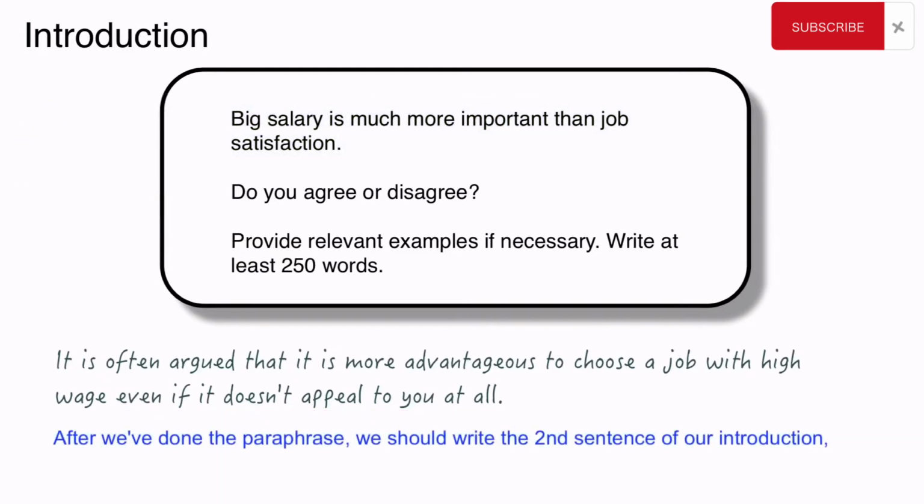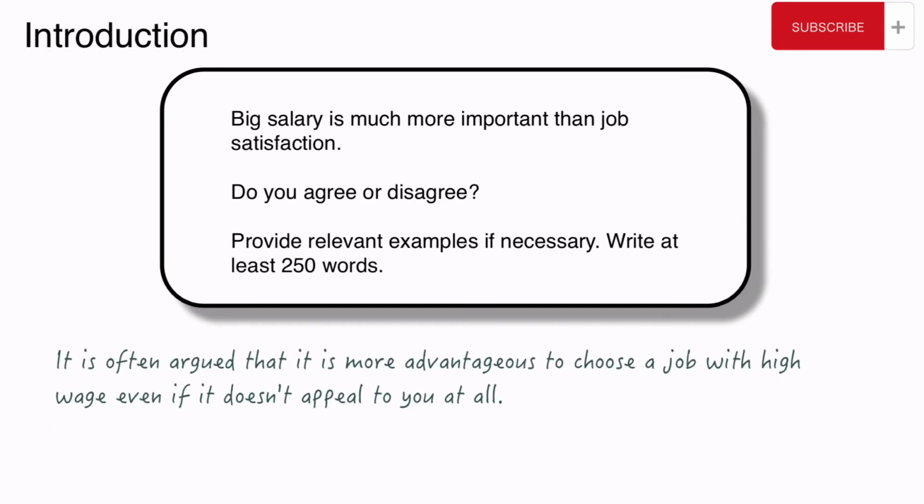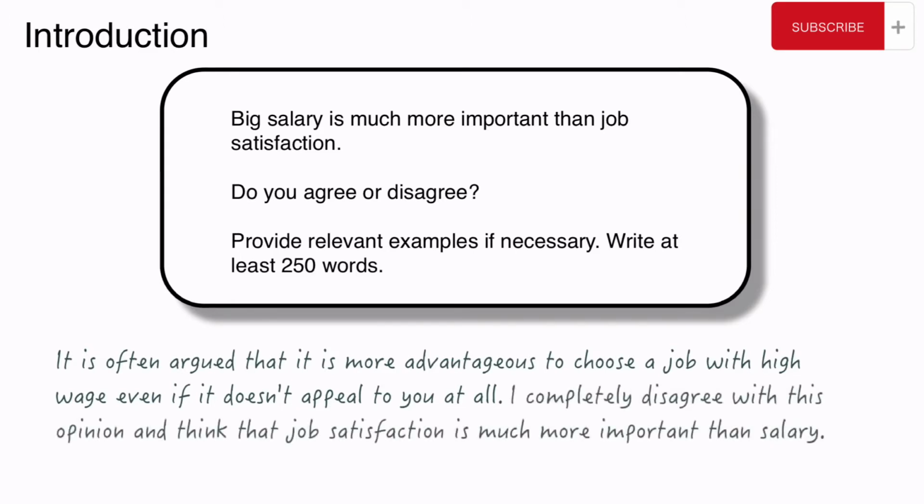After we've done the paraphrase, we should write the second sentence of our introduction, where we say whether we agree or disagree with the statement. As we have decided earlier, we disagree. So here's what I have written. I completely disagree with this opinion and think that job satisfaction is much more important than salary.